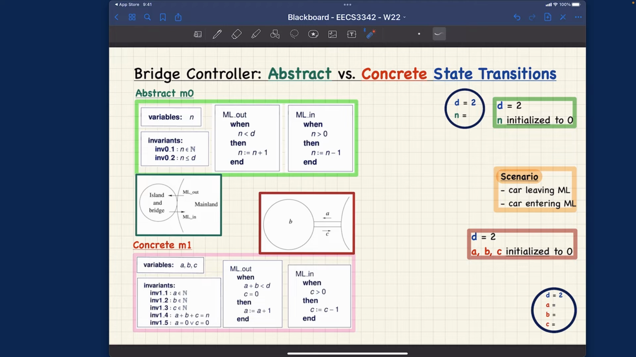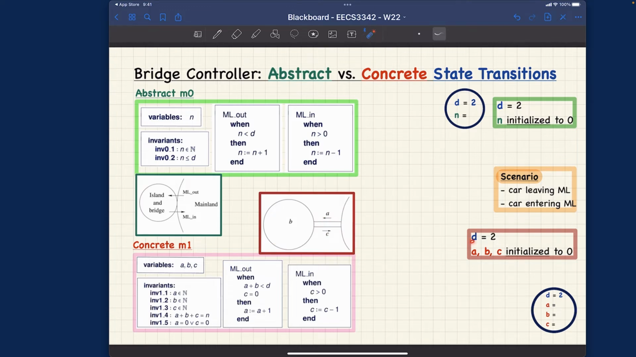I'm going to be careful about using the color. Whenever you see me using green, I really mean the abstract phenomenon, abstract states, or maybe abstract events. And whenever I use red, that means I'm talking about concrete states or concrete events. The way we're going to set it up is we are going to have the same constant, the maximum number of cars that will be allowed in this compound over here. In the concrete state, we're also going to use the same constant. That means the maximum total number of cars that can be on the island and also on the bridge, right? That's something we spoke about earlier when we talked about the invariants.